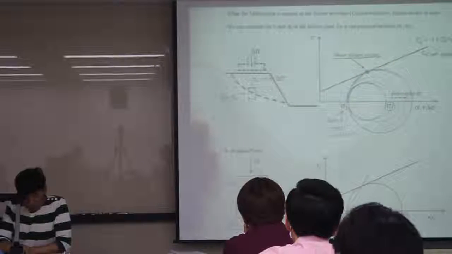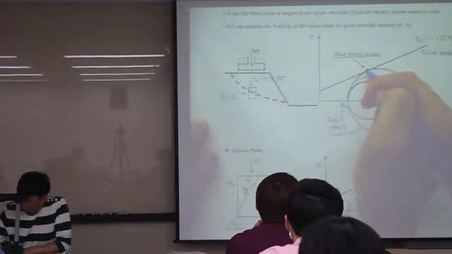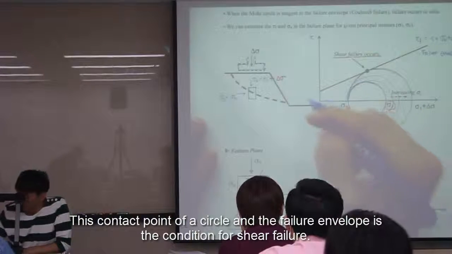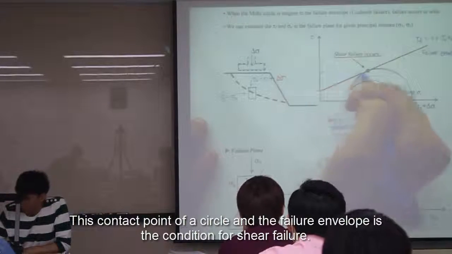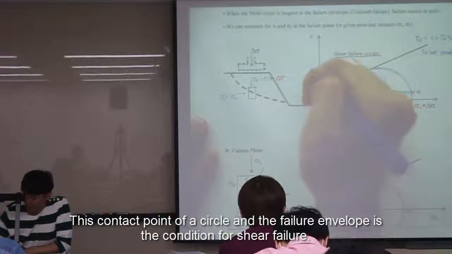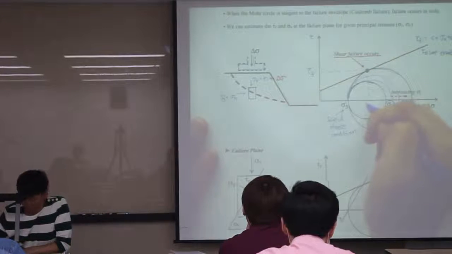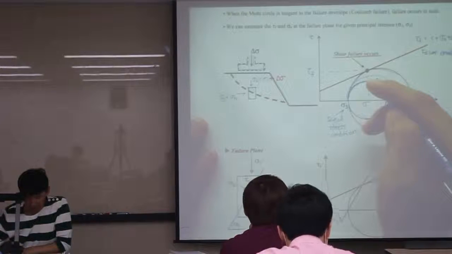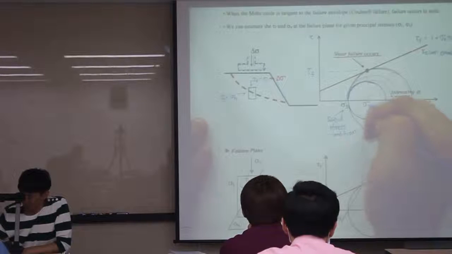So this point, the contact point between the circle and the failure envelope is the condition for shear failure. Sigma, theta.